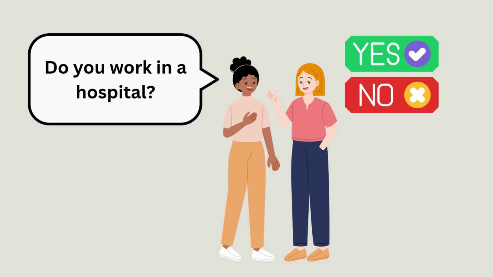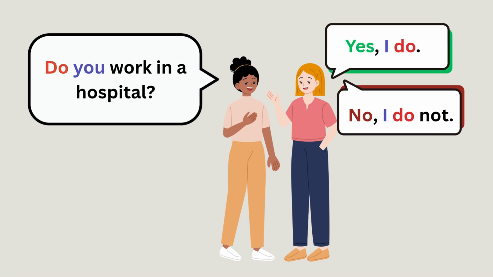When someone asks you a question like, "Do you work in a hospital?" they expect a simple answer, either yes or no. So your answer will begin with yes or no, and then you repeat the helping verb from the question, "do" or "does." For example, do you work in a hospital? Yes, I do. No, I don't.